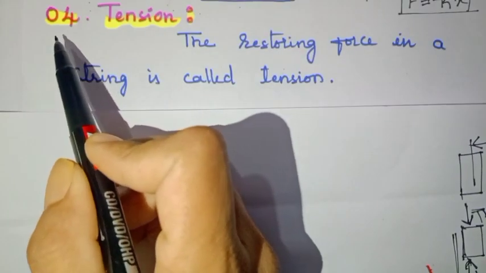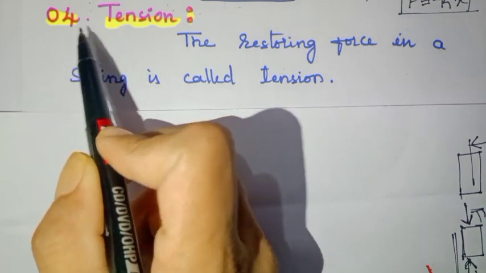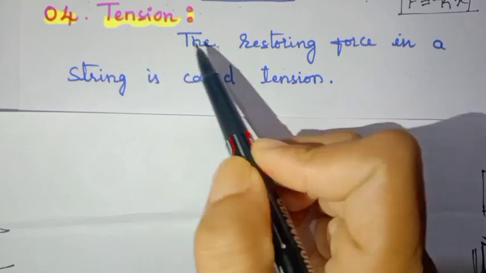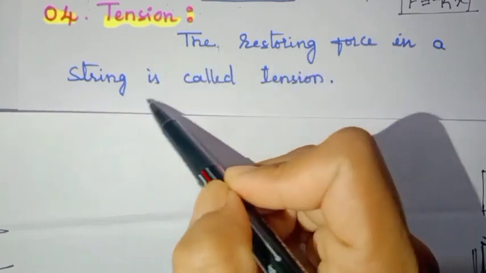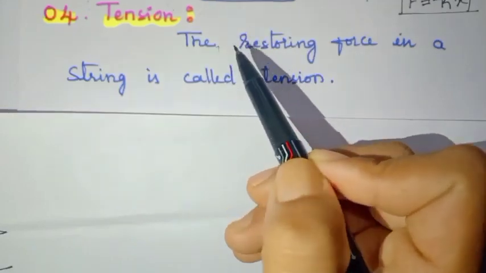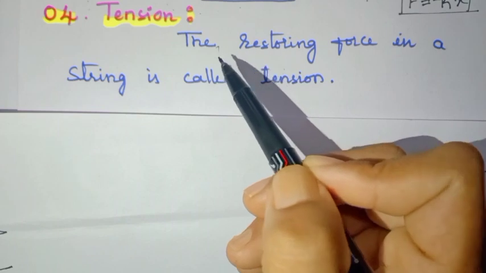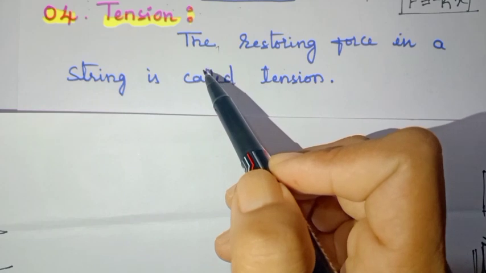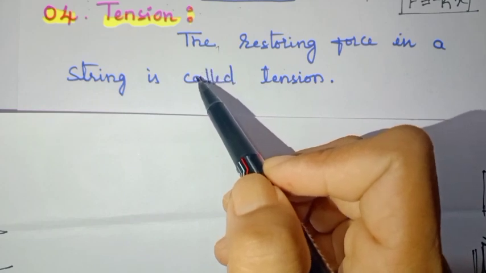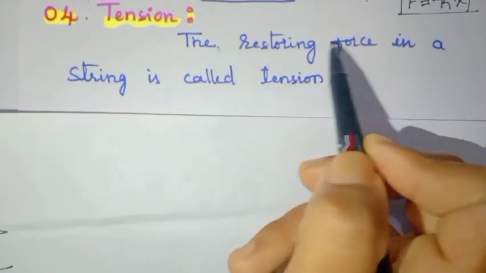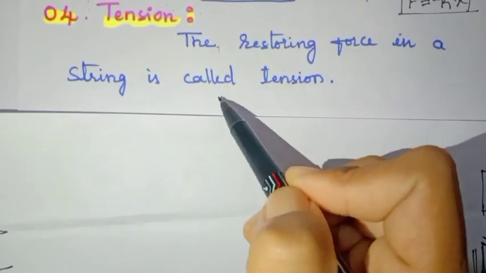So now we are going to the last kind of contact force, that is tension force. So here, what do you mean by tension? See the definition. The restoring force in a string is called tension. It is just the same as spring force, but here we consider the restoring force in the case of a string, like wires which are made up of any metals like iron, aluminium, gold or anything else. So the restoring force in a string is called tension.